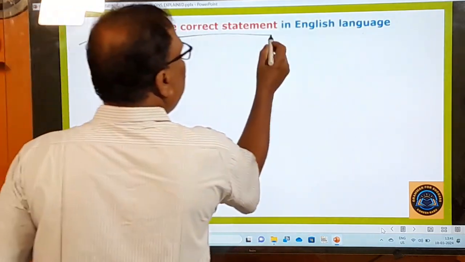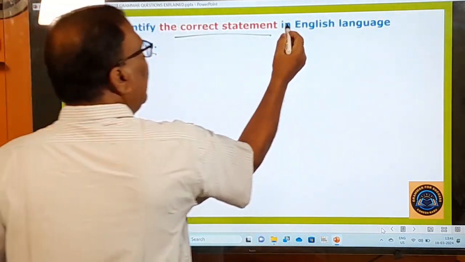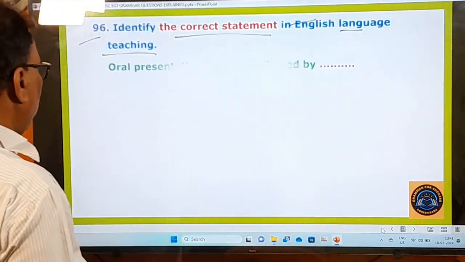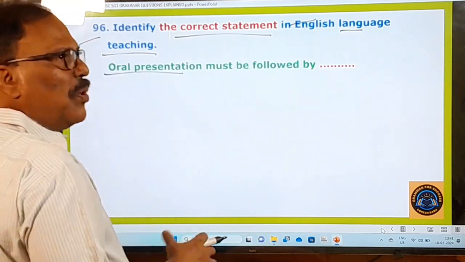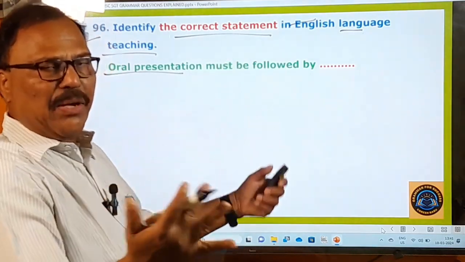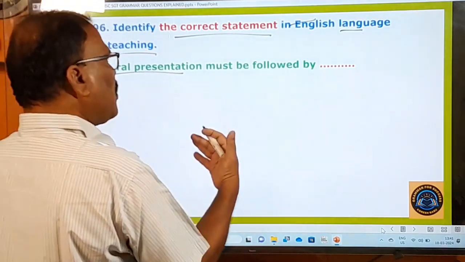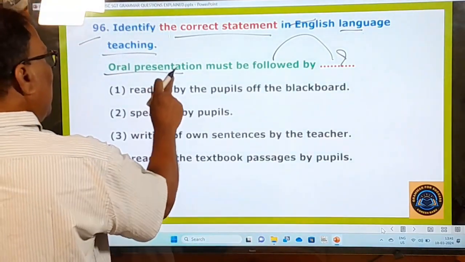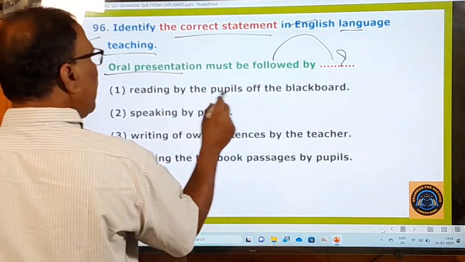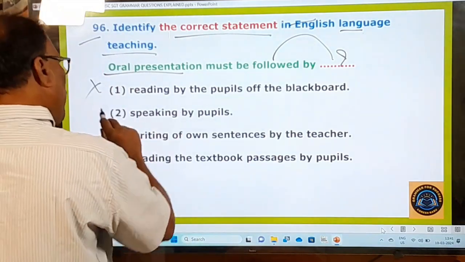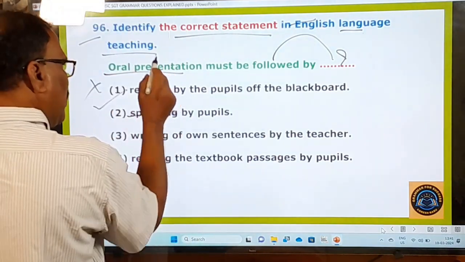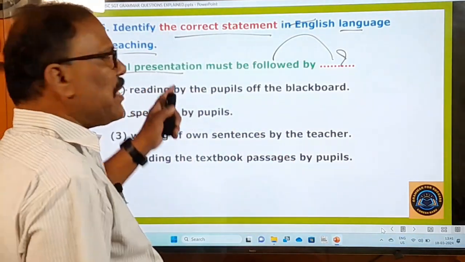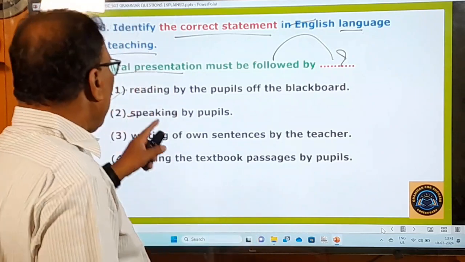96th one. Identify the correct statement in English language teaching. What is the correct statement? Let us choose it from the given options. Oral presentation, the oral display of the knowledge you have learnt, must be followed by what? Reading by the pupils of the blackboard? No. Speaking by pupils. Yes. After oral presentation, you must start speaking. This oral presentation in the class is followed by speaking.